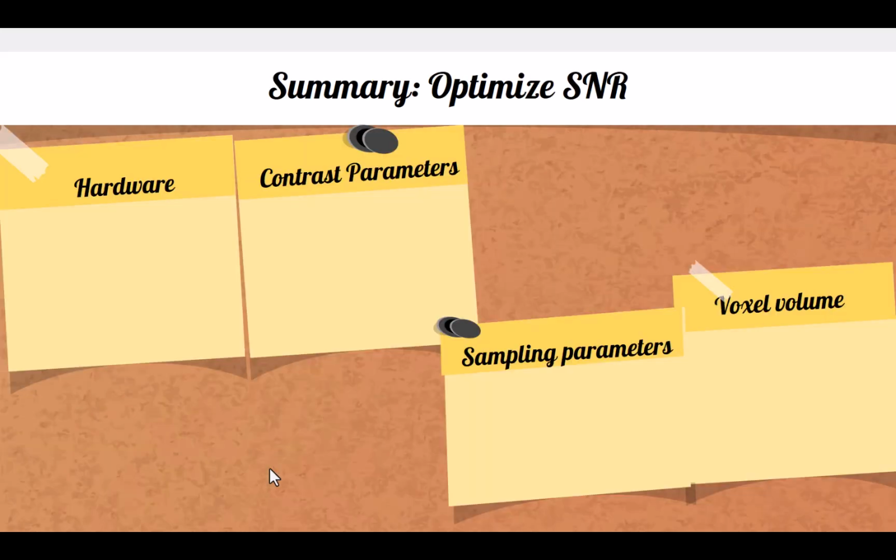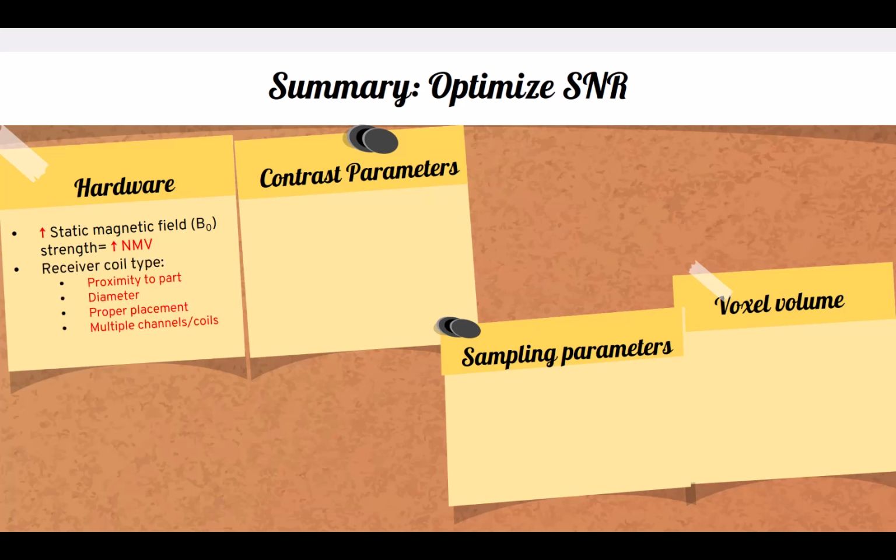So in summary, to optimize SNR, you're going to increase the static magnetic field strength, which will also increase your net magnetic vector. So if you have an option of working on a 1.5 Tesla versus a 3 Tesla, you should choose the 3 Tesla if you're concerned about signal. Receiver coil type. 4 things are factored into this. Proximity to part, diameter, proper placement, and multiple channels are always better.